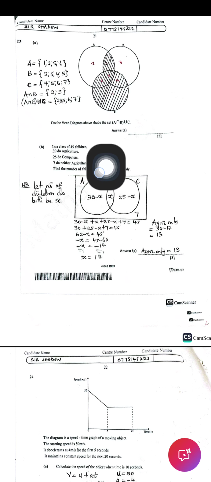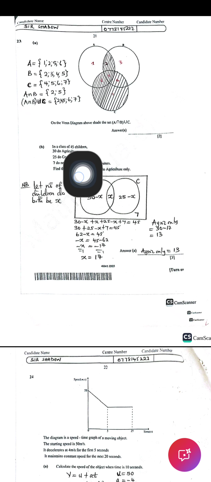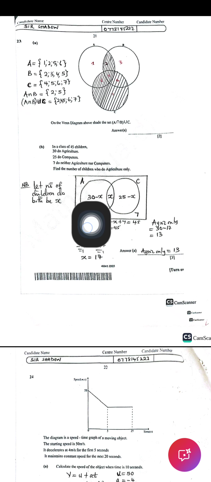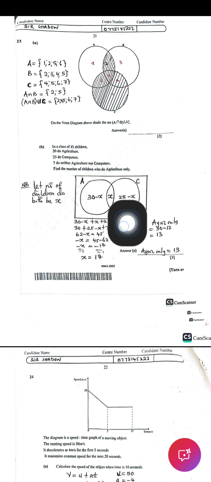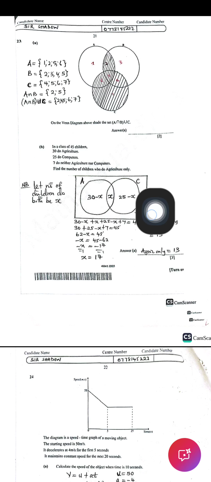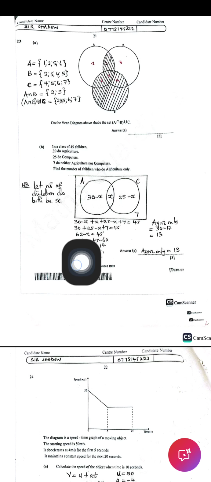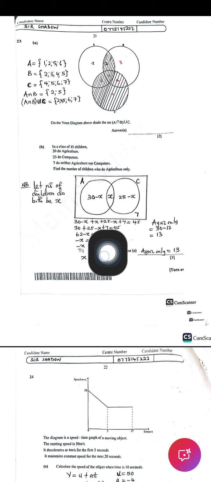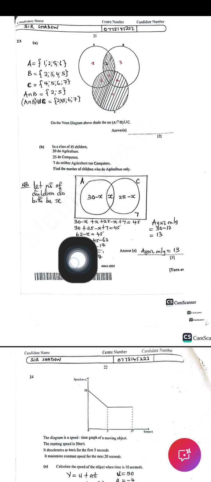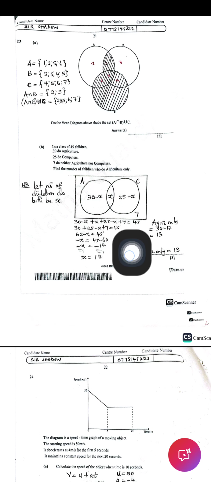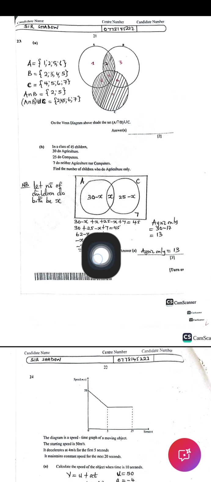So I have to sum all these values. They should sum up to 45. So I say 30 minus x plus x plus 25 minus x plus 7 should be equal to 45. You solve that: 30 plus 25 plus 7, minus x plus x gives 0. So 30 plus 25 minus x plus 7 is equal to 45. So 30 plus 25 plus 7 you get 62. 62 minus x is equal to 45.